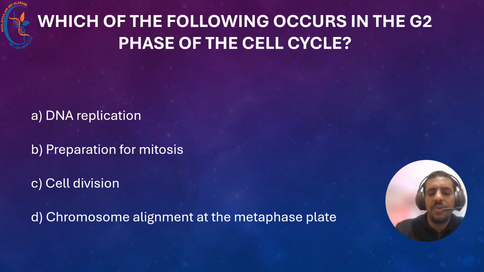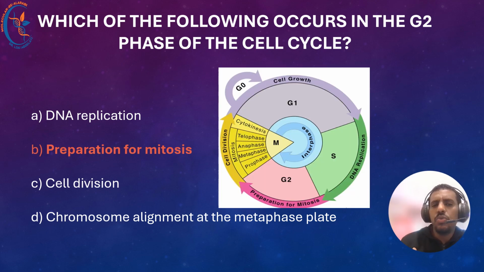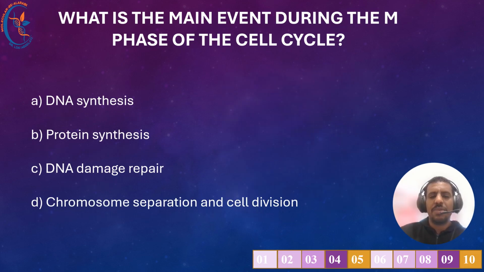All right, let's move on. In the G2 phase, the cell synthesizes proteins needed for mitosis, grows further, and repairs any DNA damage from the S phase. So the correct answer is preparation for mitosis. All right, the next question is, what is the main event during the M phase of the cell cycle?